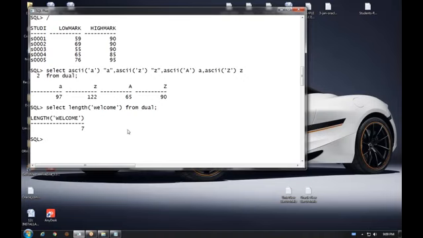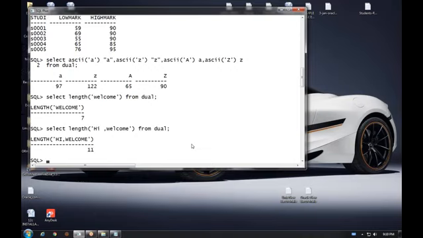Suppose you are using 'hi, welcome'. So hi and space is 3, comma 4, 4 plus 7, it should display 11. So the length function will count spaces, special symbols, characters, and digits. Suppose you have 'welcome 123', it will also count the digits.